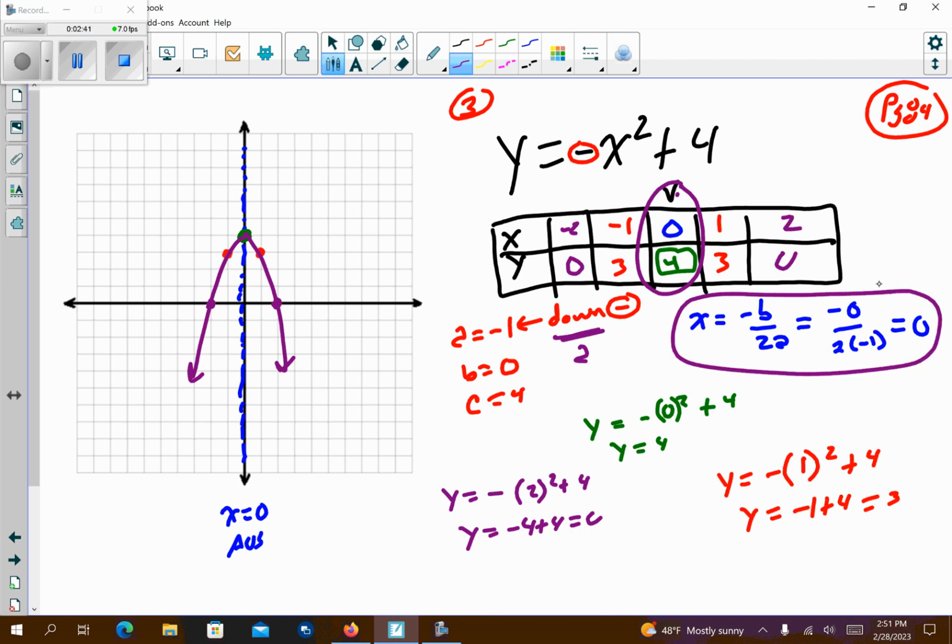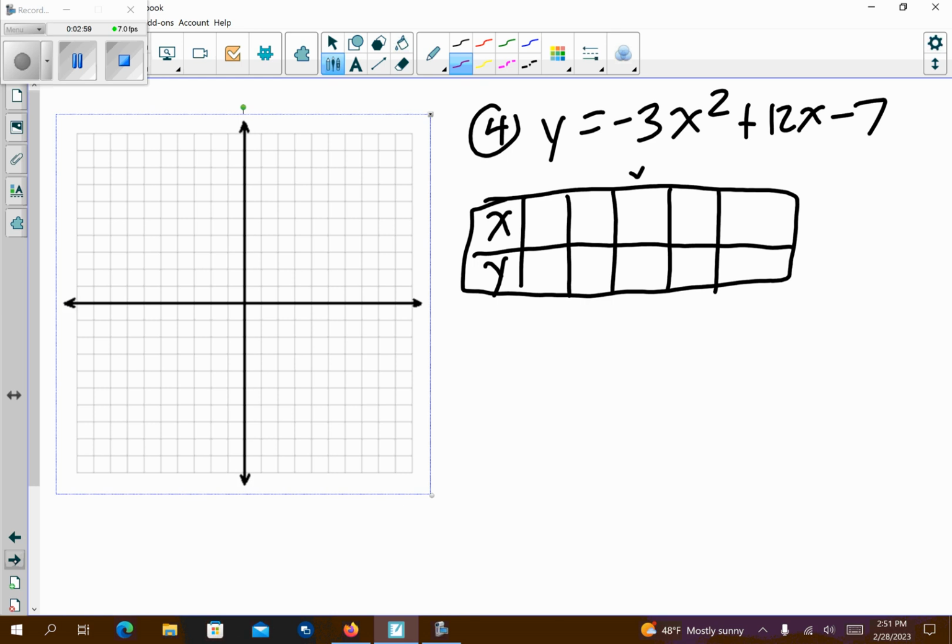Letter D, find any roots. We found roots. That is a root, so that's 2 comma 0, and that's a root. That's -2 comma 0. Complete the table. We have that completed, and sketch the graph. We're all done. Problem number 4.